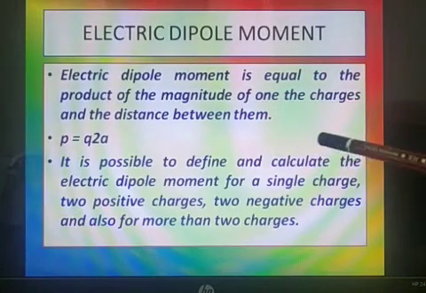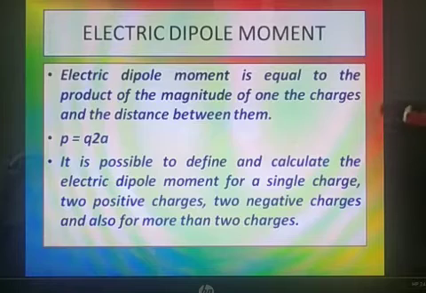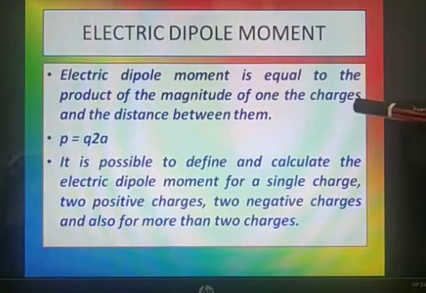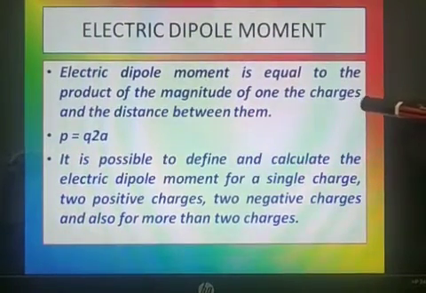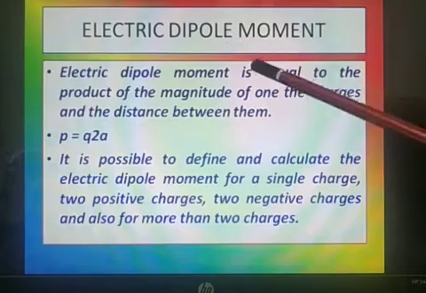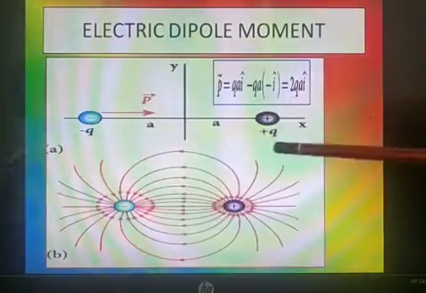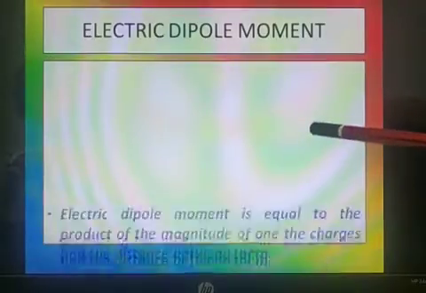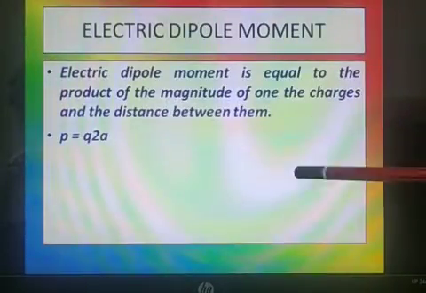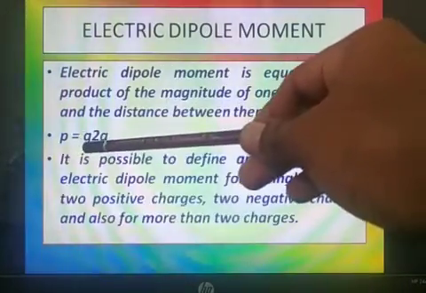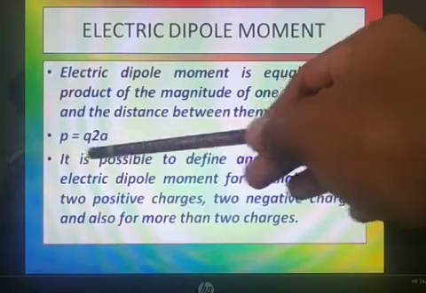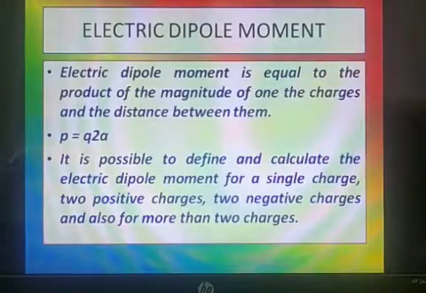It is possible to define and calculate the electric dipole moment for a single charge, two positive charges, two negative charges, and also for more than two charges. It is a vector quantity. It always acts from the minus q charge to the plus q charge, and the SI unit of electric dipole moment is coulomb into meter. q is in coulomb and a is in meter. So coulomb into meter is the SI unit of electric dipole moment.